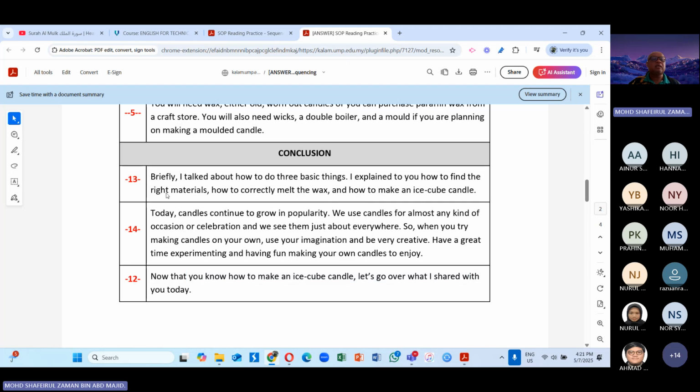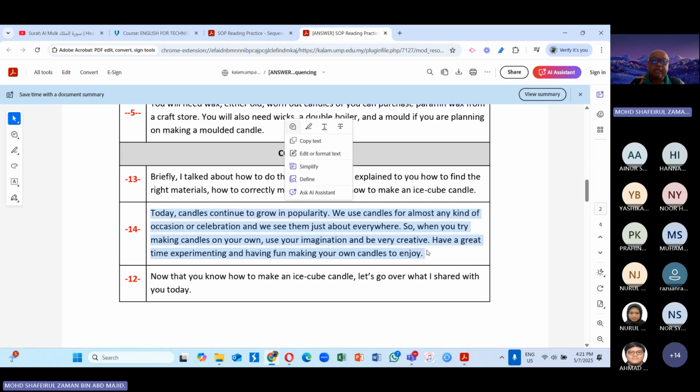And then number 13, briefly, I talk about how to do 3 basic things. Finding the right materials and tools. Okay. Melting the wax. And lastly, how to make it into a molded ice cube candle. All right. And finally, more on the complementary ending for that particular paragraph. So this is how you are supposed to organize your thoughts on sequencing activity.